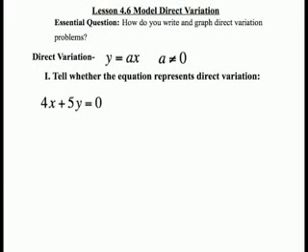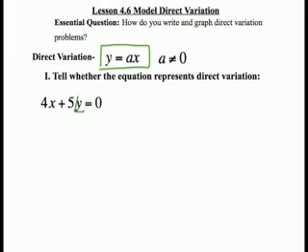Lesson 4.6, Model Direct Variation. How do you write and graph direct variation problems? Well, direct variation is y equals ax, where a cannot equal 0. Now for the first part here, we must tell whether the equation represents direct variation.